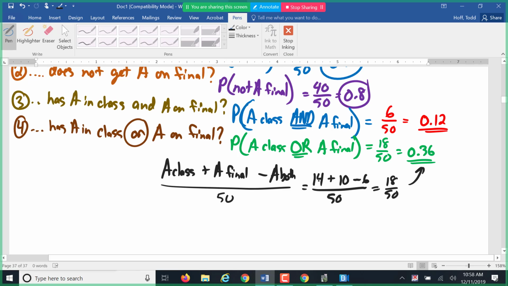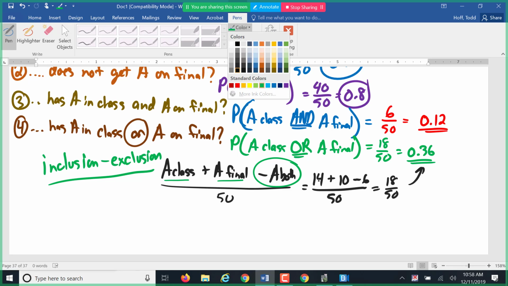Not part of this course, but this is called the inclusion-exclusion principle. Rather than going through and adding up the individual probabilities, which in this one is not a lot, there's only 3 of them to add up, but if you had 4 categories in each direction or more, it could be quite a few to add up. You could just take the totals for each and then subtract out where they overlap. That's the exclusion part.